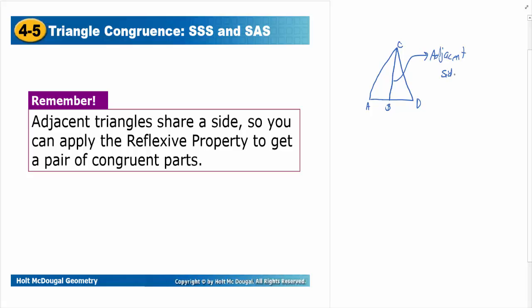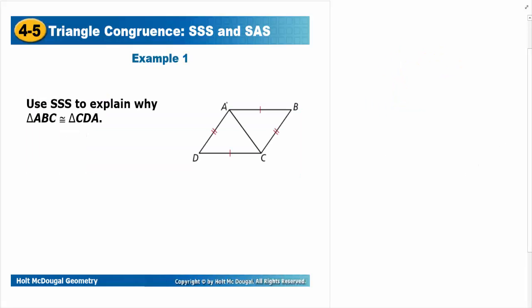So again, the thing to remember here is that adjacent triangles share a side, so you can apply what's called the reflexive property. I talked about that in chapter 2. We don't really use it that much until we get to this point, to get a pair of congruent parts. Okay, so that's something we'll need to keep track of when we do our proofs. So part of talking about adjacent sides is that we'll use it to explain why two triangles are congruent. Now we can do this in just an explanation problem, or we can do it as a proof.